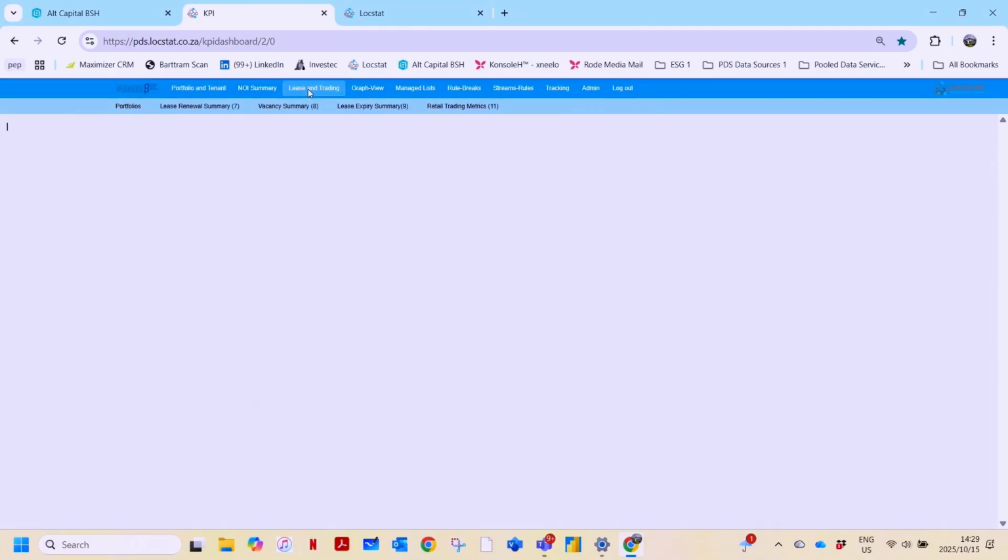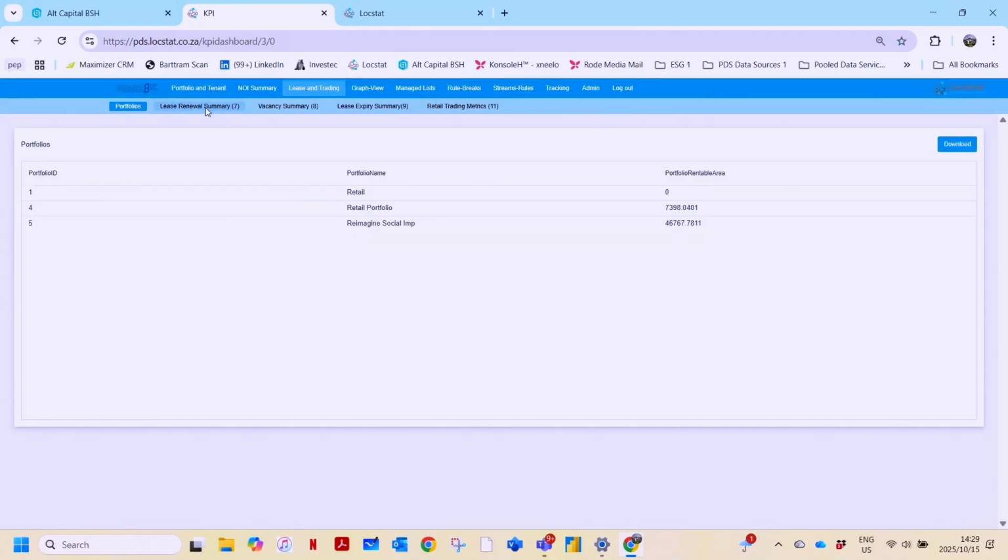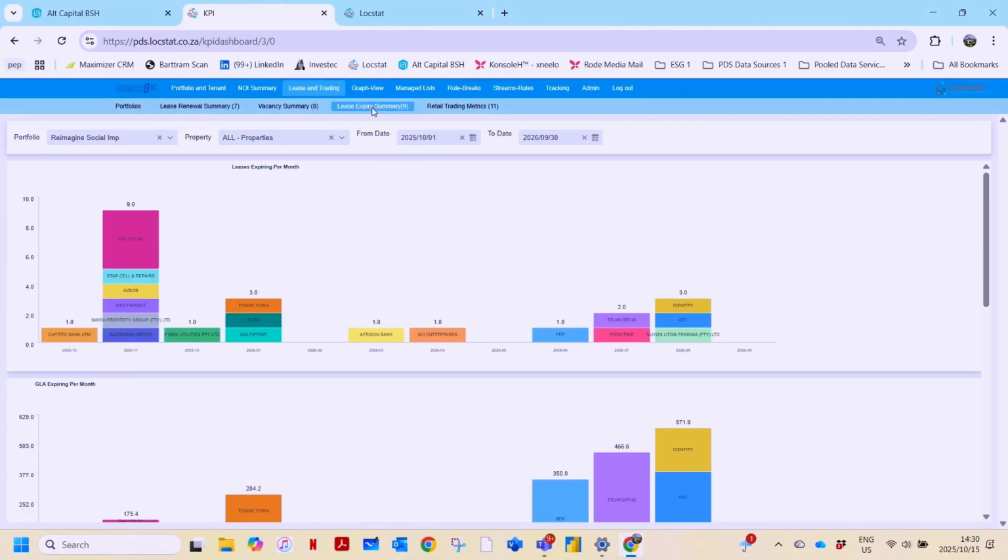On the lease and trading side, very similar sort of data. We're looking at lease renewal summaries. We're looking at vacancy summaries. We're looking at lease expiry summaries to talk to that proactive conversation you were having earlier. And then, of course, we looked at the retail trading metrics. Unfortunately, Waseema, you probably will get the question. We don't have a lot of turnover data from a lot of the tenants, but the base is there, and we've already included it. So as that data rolls in, we'll be able to start doing the retail trading metrics.